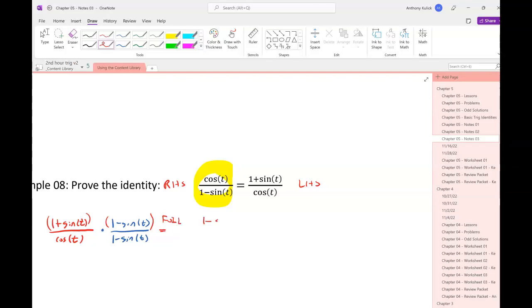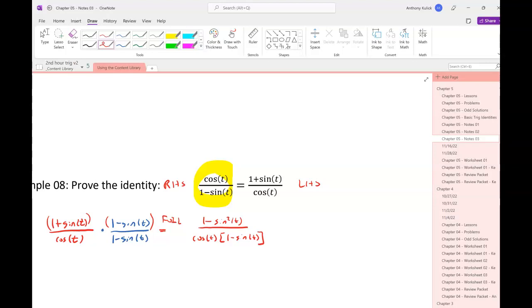I'm going to FOIL that out. Notice here on this problem, I multiplied by 1 minus sine t, not to make a common denominator. It was literally because I know that I have to have this in my answer. I don't see any way to just turn cosine t into that. How am I going to get that? Well, I'm just going to put it in there and see what happens.